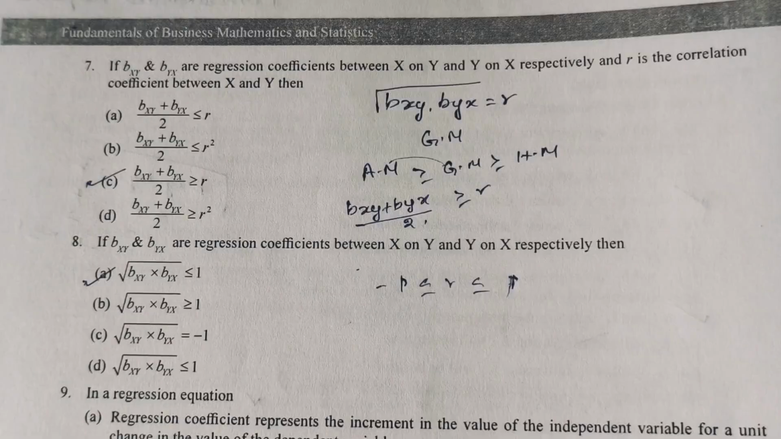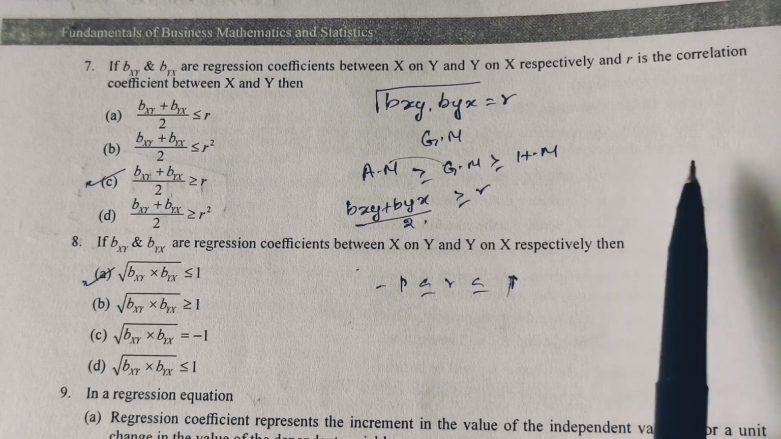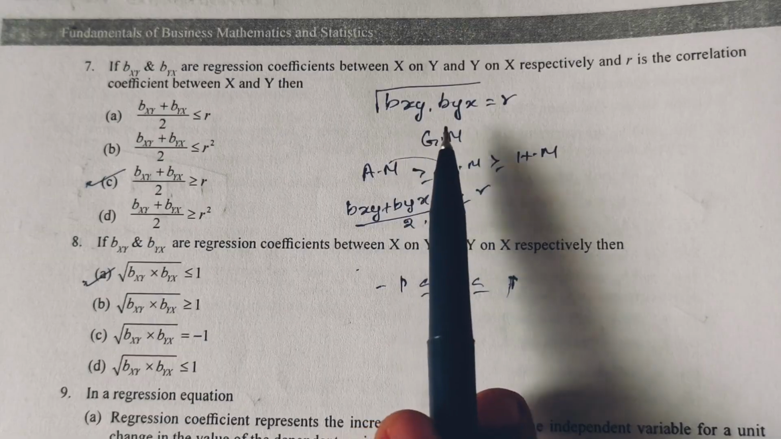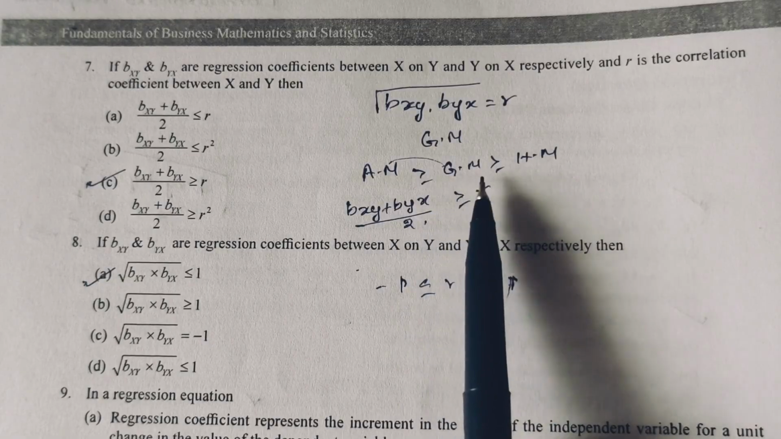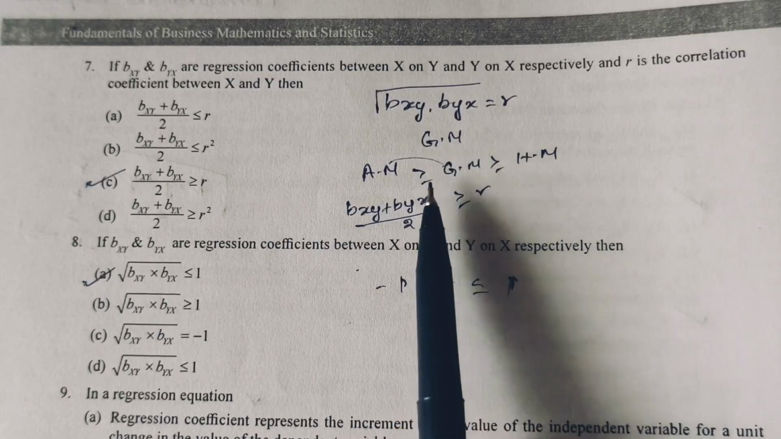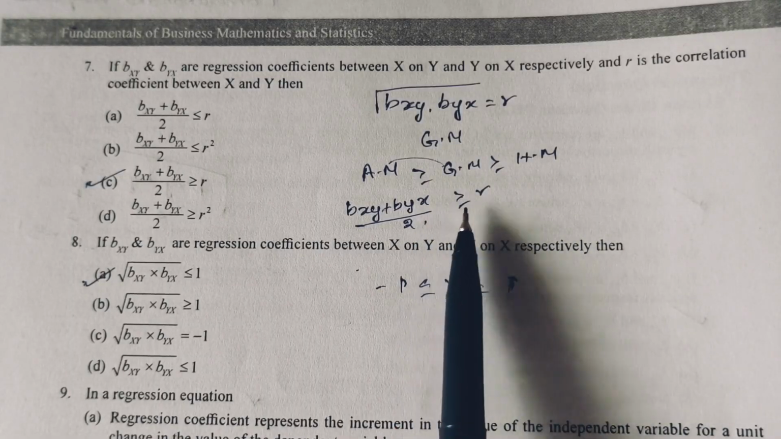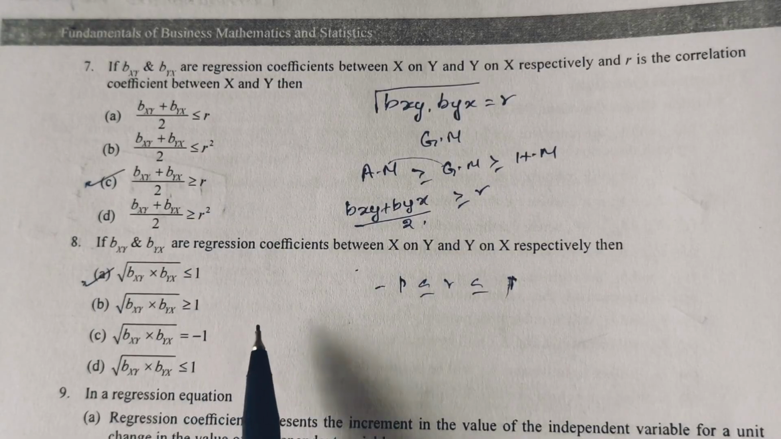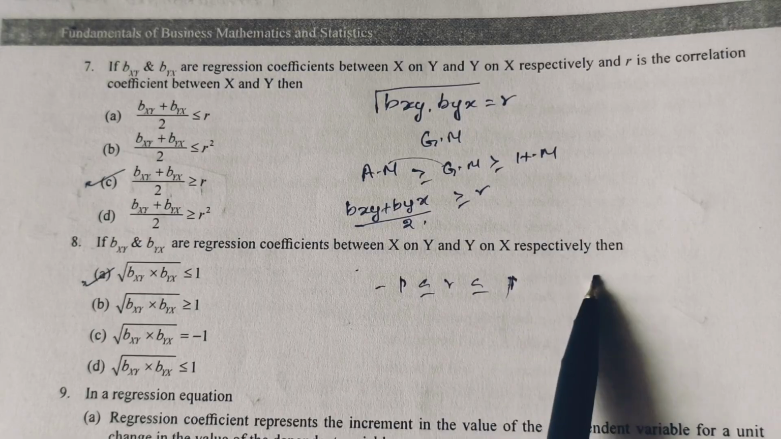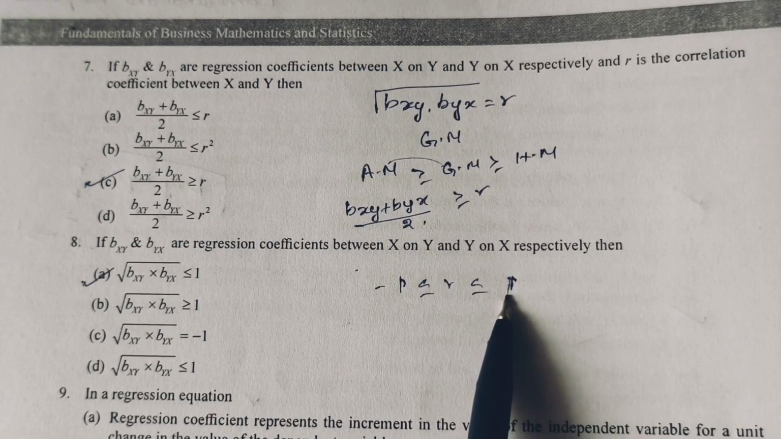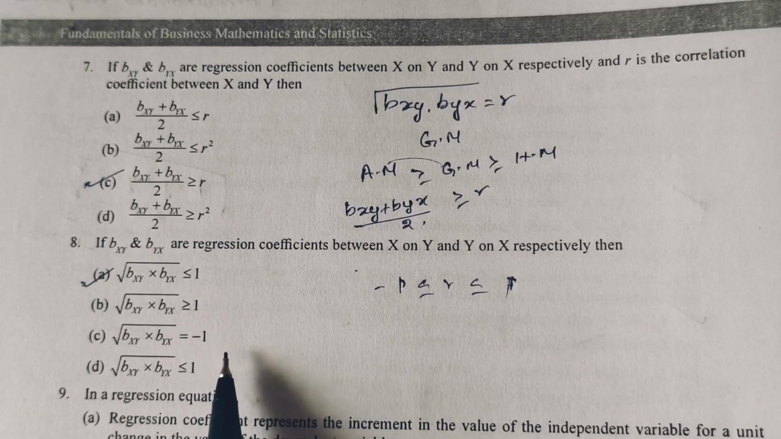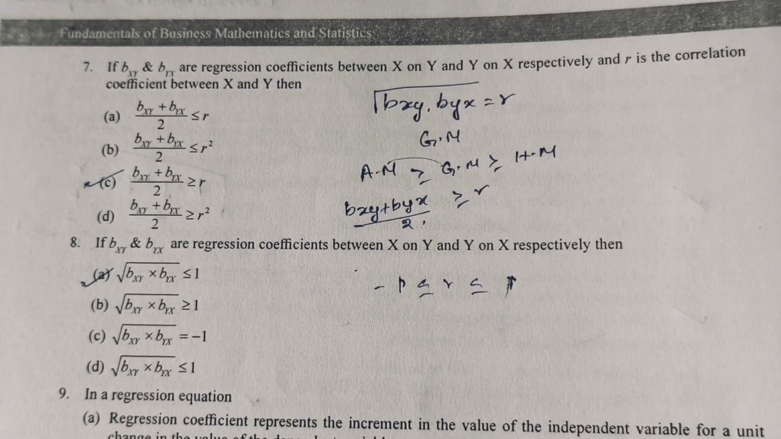Then the regression equation predicts the values of one variable for specified values of the other variable. You can substitute either x or y. Then the sixth is bxy is equal to r into sigma x by sigma y, that is equal to 0.65. We know that arithmetic mean is greater than or equal to geometric mean, greater than or equal to harmonic mean. So (bxy plus byx) by 2, the arithmetic mean, is greater than or equal to the geometric mean. So option C is right.